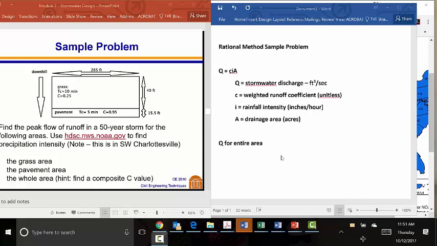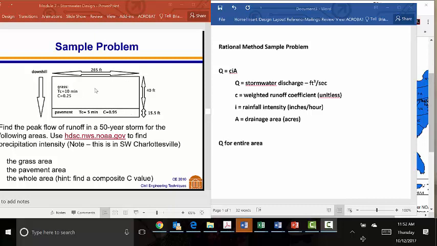Okay, let's look at our sample problem where we apply the rational method to estimate the total discharge rate of stormwater from a site. The sample problem we have here is a very simple situation. Our catchment area essentially has a highest elevation here at the northernmost end, lowest elevation here at the southernmost end, and we're assuming that all of our water is flowing downhill from north to south throughout this area.